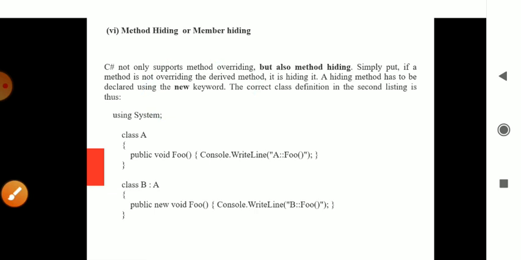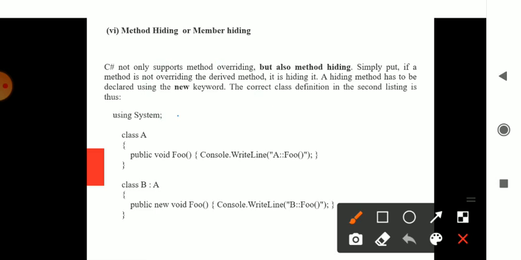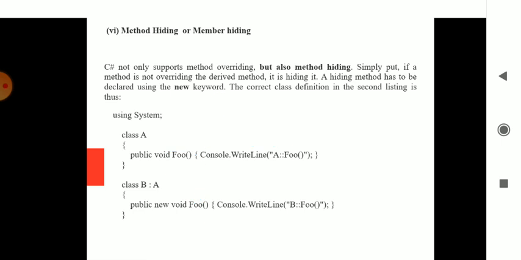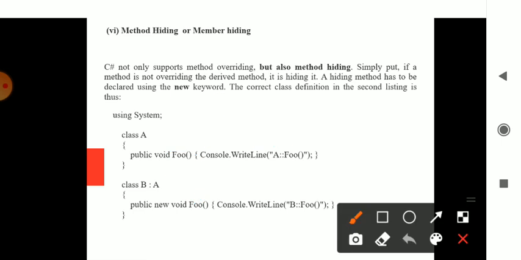For example, you can check out the example. You have using System, and after that you have a class A. In that a method is there called foo. That method prints a message, A is to foo. In the same way, class B inherits the properties of A. It has some changes in class B, you can check out. You use a keyword called new for the class B method, that is foo. Public new void foo is there, and it prints the statement B is to foo.